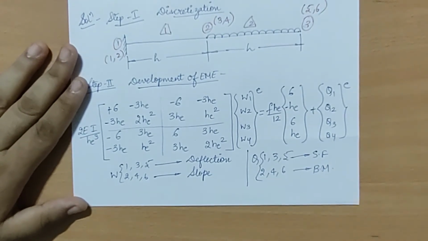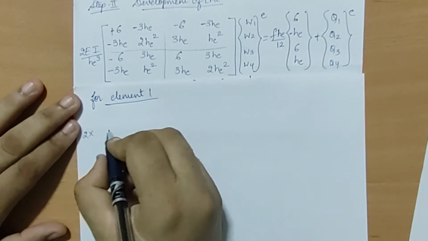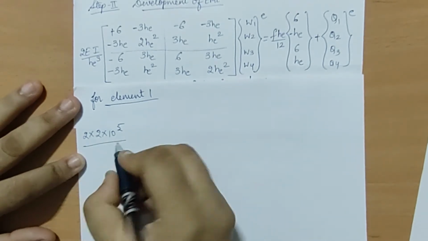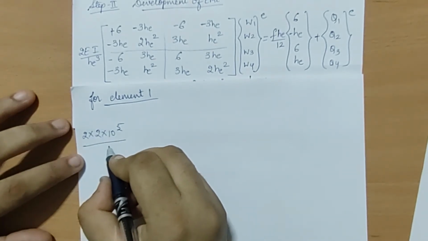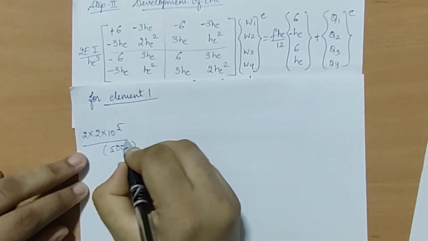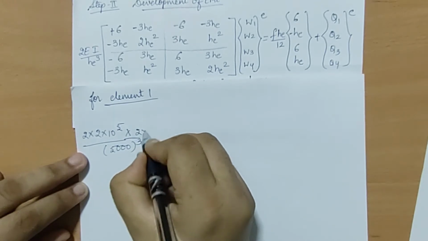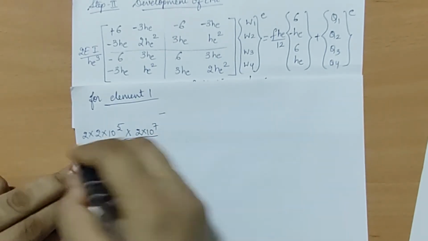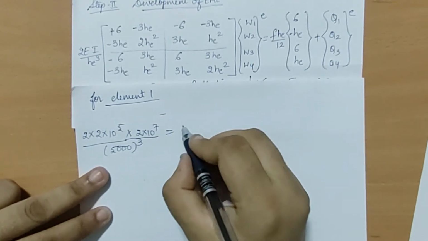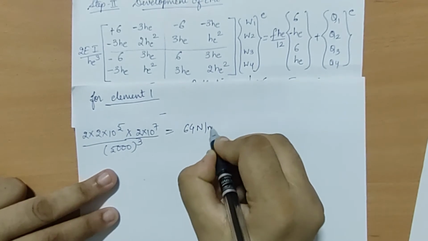Now I will be writing for element 1. For element 1, the value of E is 2 into 10 raised to 5, upon the value of HE, which is 5 meter, which means it is 5000 whole cube, and also there will be I here. For the first one it is 2 into 10 raised to 7. This is the value of 2 EI upon HE cube. So when I solve this, I will get the answer as 64 Newton per mm.